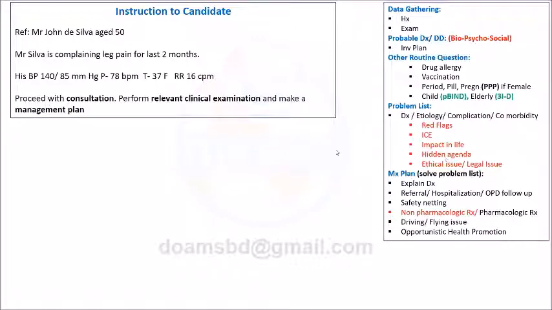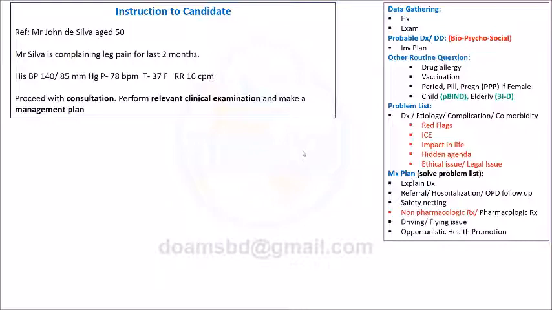Then ideas and concerns are important. What the patient is thinking of as the cause of the leg pain, and the impact on life. Suppose the patient is a marketing person, selling material in the market, moving around, and he cannot walk. So it is impacting his life. This is important. Hidden agenda: is there any personal life issue? Suppose in peripheral arterial disease, the patient might have libido problems or erectile dysfunction also.